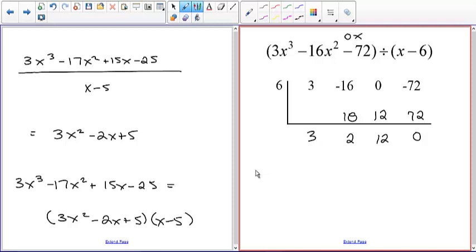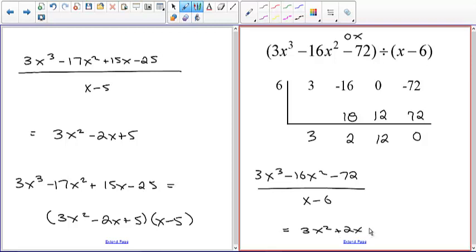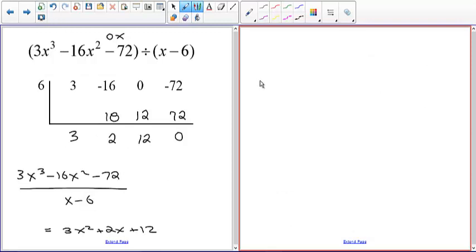So what we can say is that 3x cubed minus 16x squared minus 72 divided by x minus 6 is equal to 3x squared plus 2x plus 12. Or you could say 3x cubed minus 16x squared minus 72 is equal to 3x squared plus 2x plus 12 times x minus 6.